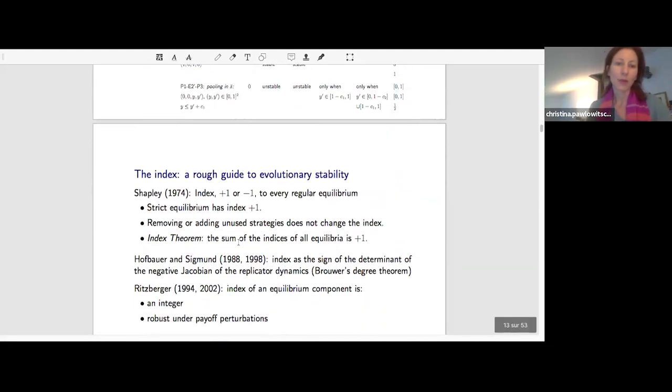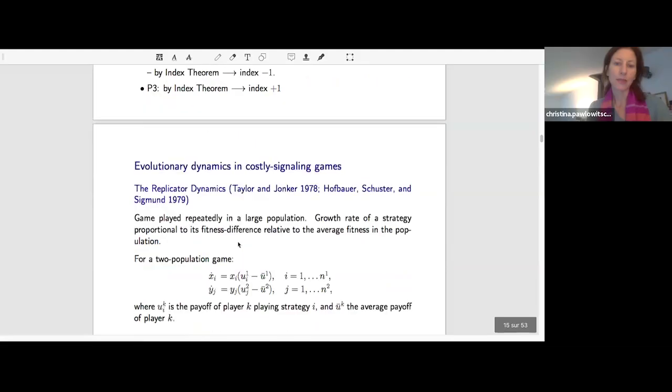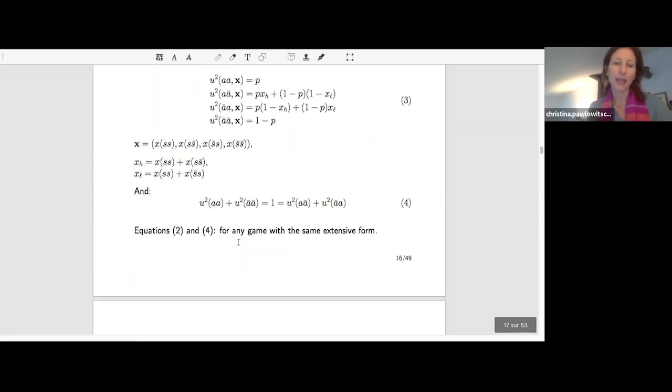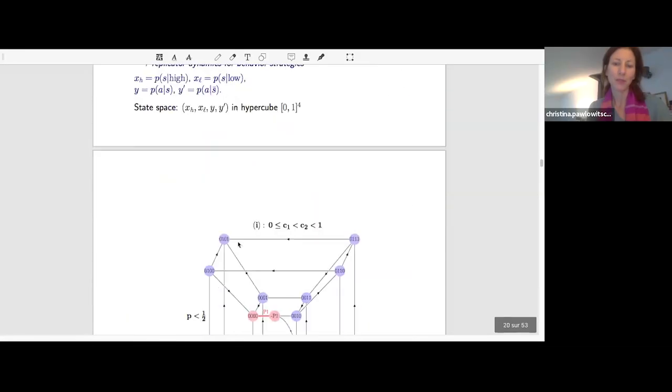Now, what is more interesting? Actually, let me jump right away to our pictures, to the dynamics.